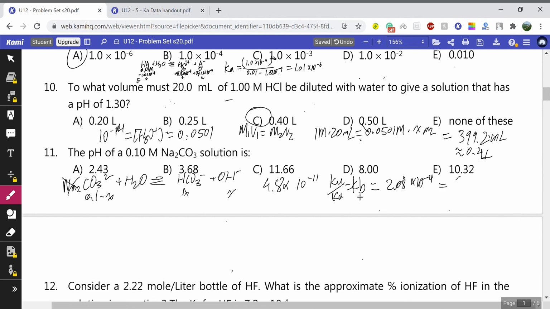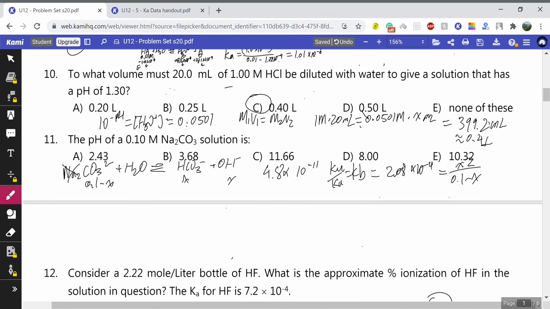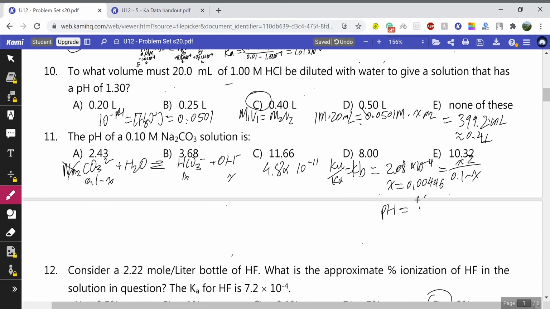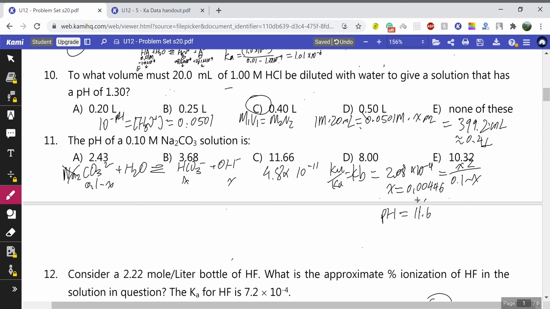Now if you make that equal to the equilibrium, x squared divided by 0.1 minus x, you can plug that into the graph and do second zero, which will give you an answer of x is equal to 0.00446. Now if you do negative log of 0.00446 and subtract that from 14, you'll get an answer of pH 11.65, which is our answer C.